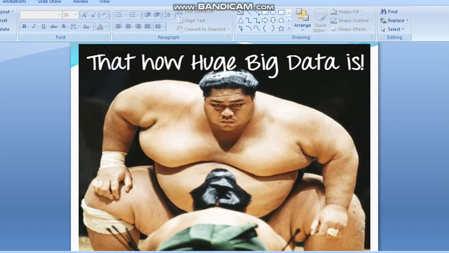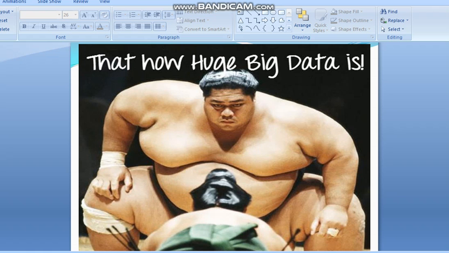Next is big data. What is big data? Can you compare big data with a Sumo wrestler? No, there is no comparing. I cannot say it is a huge amount equal to the size of a Sumo, but yes, it is big in size. Big data is big in size, meaning a large amount of data.